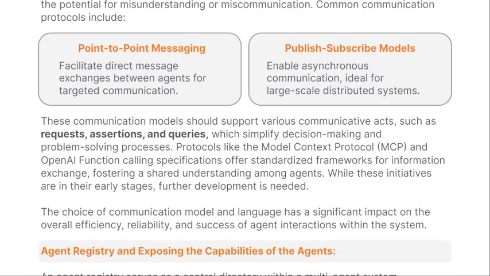Point-to-point messaging facilitates direct message exchanges between agents for targeted communication. Publish-subscribe enables asynchronous communication, ideal for large-scale distributed systems. These communication models should support various communicative acts such as requests, assertions, and queries, which simplify decision making and problem solving processes. So we have protocols like the Model Context Protocol and the OpenAI Function Calling specification, which offer standardized frameworks for information exchange, fostering a shared understanding among agents. While these initiatives are in their early stage, further development is needed.